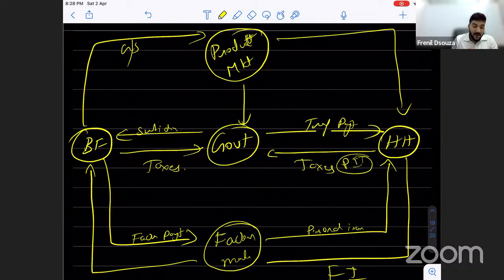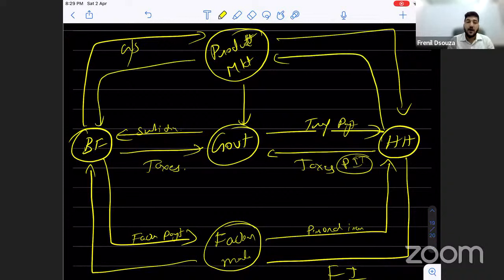And at the same time, in the product market, the money will come, and that money in turn will go to the business firms. Out of the money which they got, they pay certain taxes and they also pay factor payments. So this is the gist of how a three sector model looks like, and the determination of income in three sector model, with a lot of tax adjustments and all that.